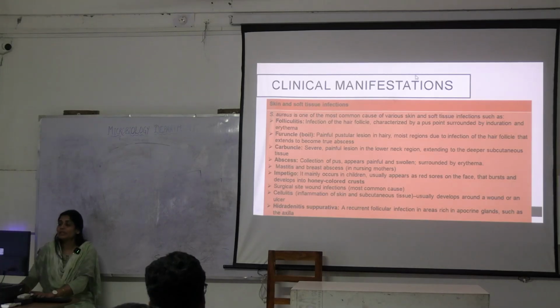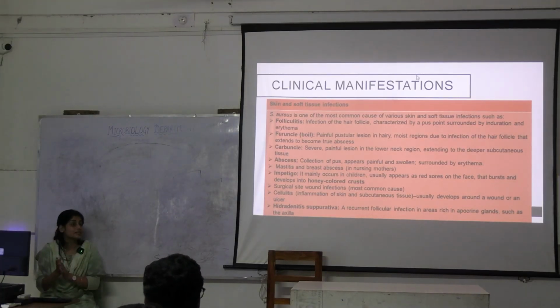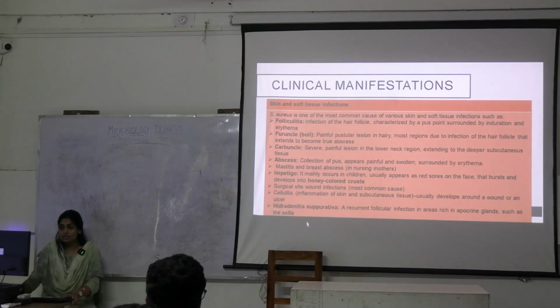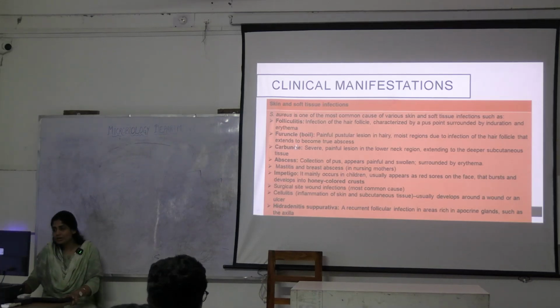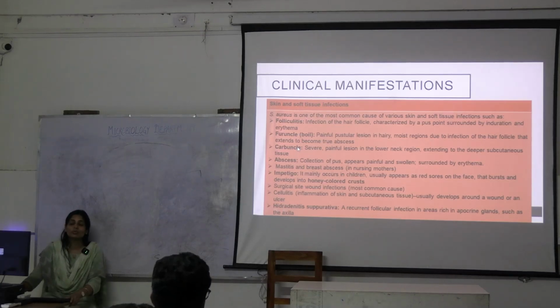Now, what are the clinical manifestations and how can you see these manifestations on the skin? Basically, what is happening, the skin is getting affected and it's producing all these infections. So, these are just the names of the parts getting affected. For example, folliculitis, where hair follicle is infected. Furuncle, it's a pustular lesion in hairy and moist regions of the body. Okay. Carbuncle is very commonly seen in the lower nape of the neck, most commonly seen in diabetic patients. Very common finding. Okay.